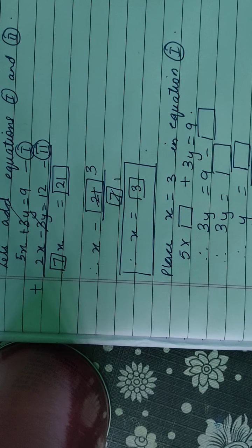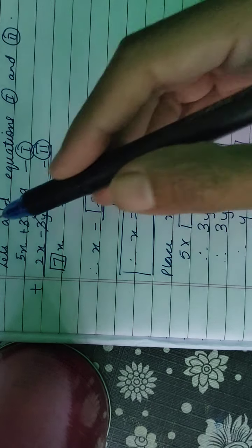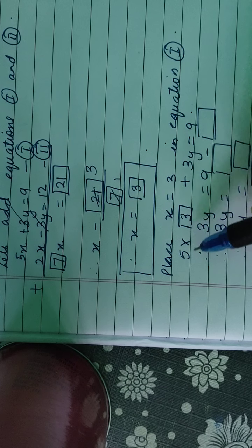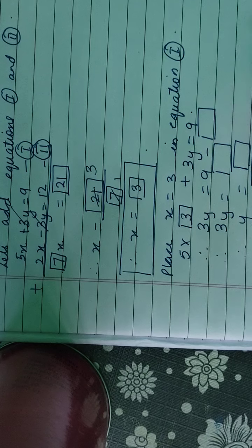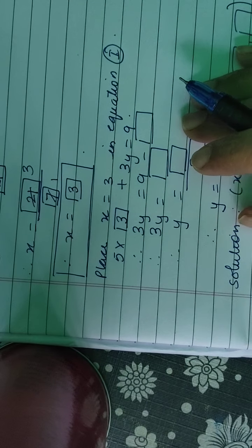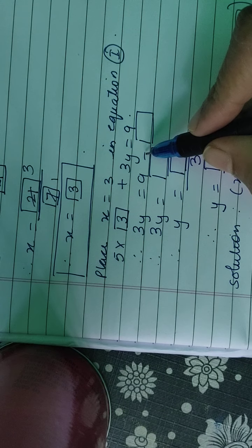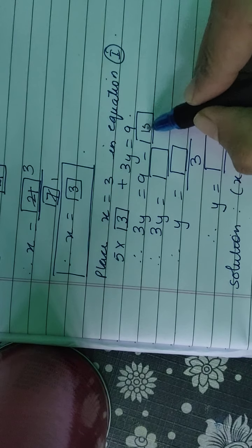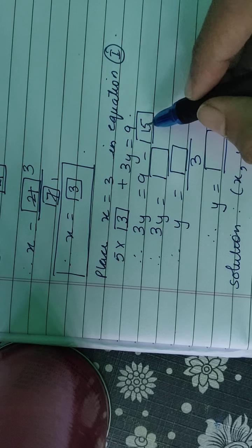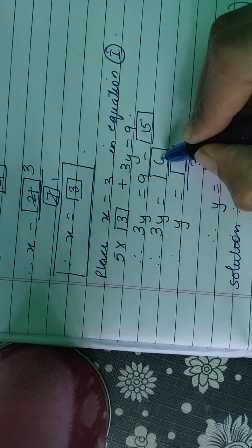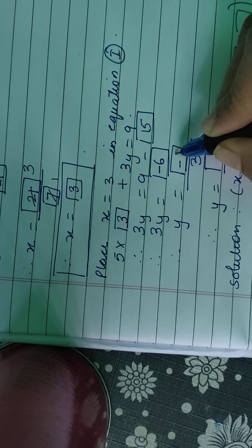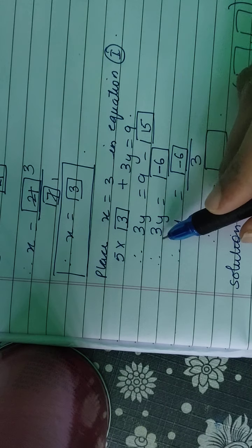Now place x equal to 3 in equation 1. I know the first equation is 5x plus 3y is equal to 9. So instead of x, now I have to write 3. So I'll write 5 into 3 plus 3y is equal to 9. So 3y is equal to 9 minus 15. 5 threes are 15. So I'm writing directly 15 here. So 9 minus 15 is 6, but I'll take the sign of the greater number, that is minus. So it becomes minus 6 upon 3.